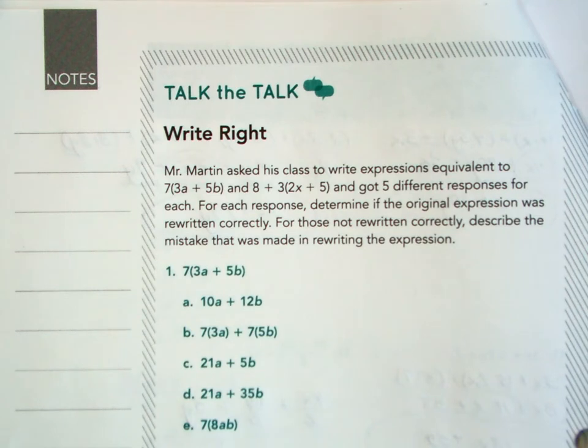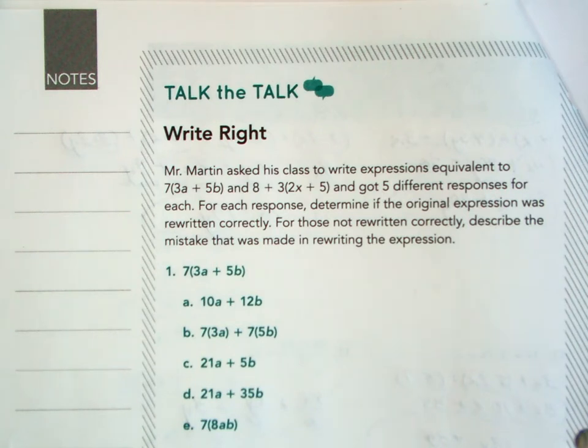Mr. Martin asked his class to write expressions equivalent to 7 times the sum of 3a and 5b, and 8 plus 3 times the sum of 2x and 5, and got 5 different responses for each. For each response, determine if the original expression was written correctly. For those not rewritten correctly, describe the mistake that was made in rewriting the expression.